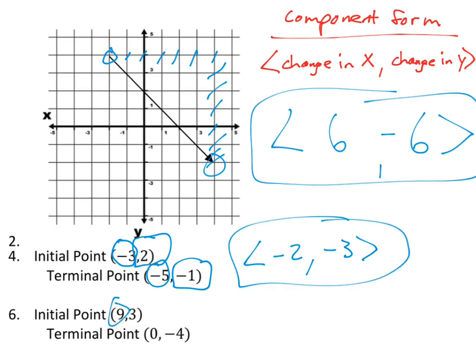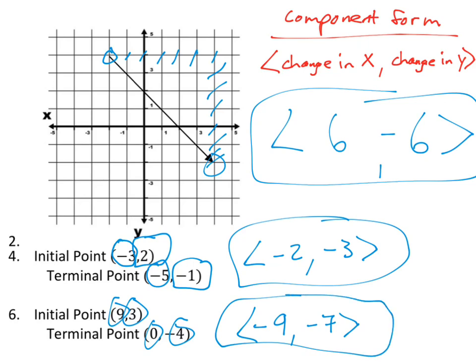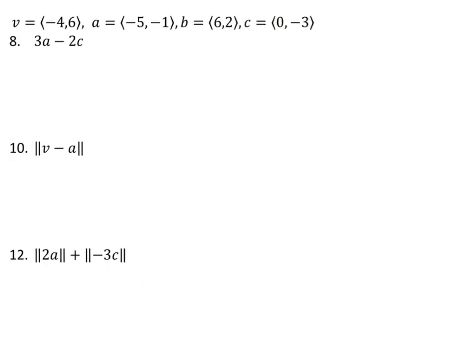Next one, going from 9 to 0 is going down by 9, so negative 9 first there. And then from 3 to negative 4 is going down by 7, so negative 7. Please don't make this think that your y always has to be negative. These ones just happen to be going down in the y direction. Alright, let's move on to our next section.